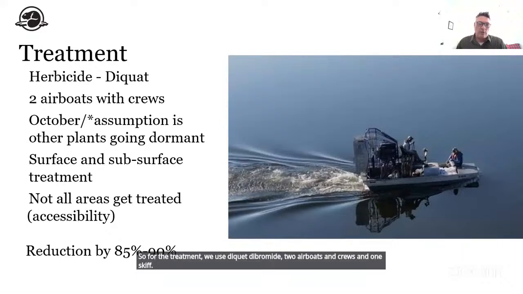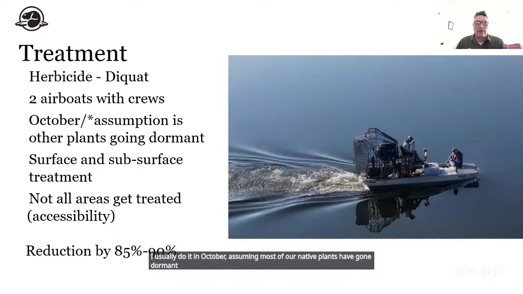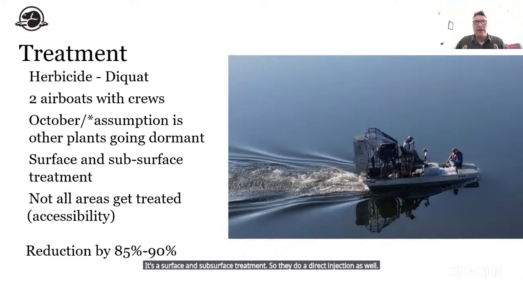We usually do it in October, assuming most of our native plants have gone dormant. So we're really targeting the invasive water soldier and getting our best bang for our buck. It's a surface and subsurface treatment, so they do a direct injection as well. And in 2017, we saw reductions of 85 to 90% with the multi-year herbicide treatments.